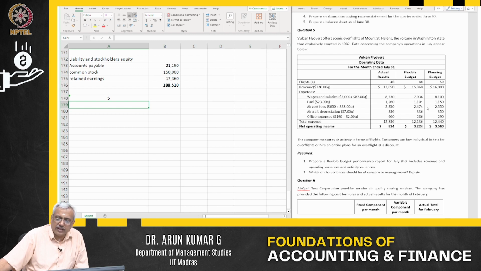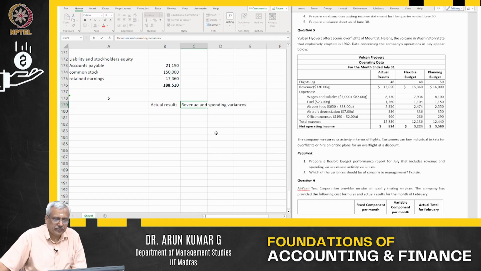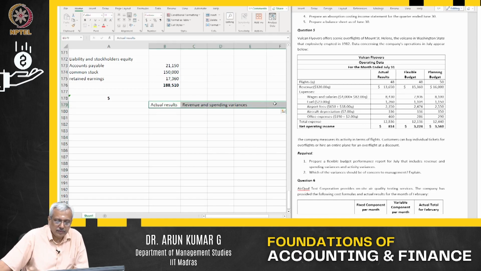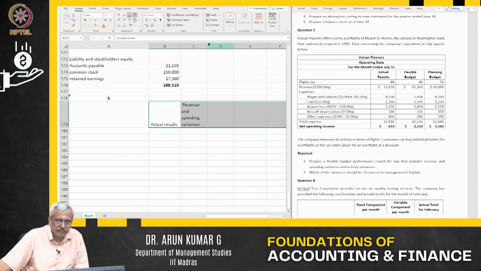Actual, flexible and planned. All the 3 figures are given here. Let's look at the actual results, then the revenue and spending variances.